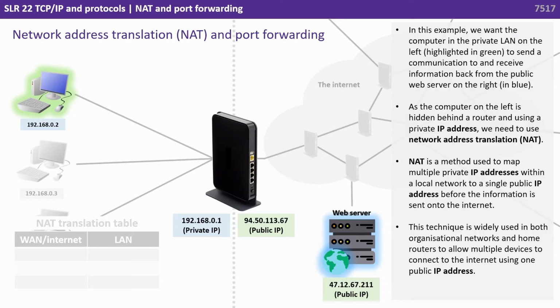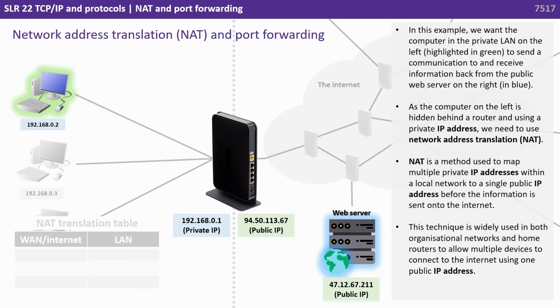In this example, we want the computer in the private LAN on the left, highlighted in green, to send a communication to and receive information back from the public web server on the right in blue. As the computer on the left is hidden behind a router and using a private IP address, we need to use Network Address Translation.